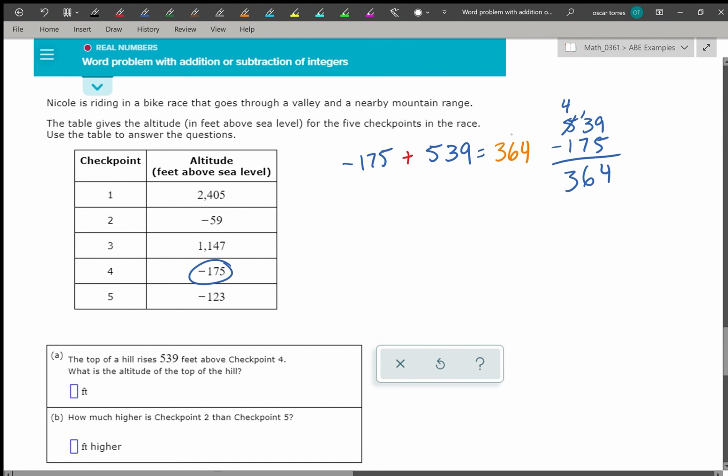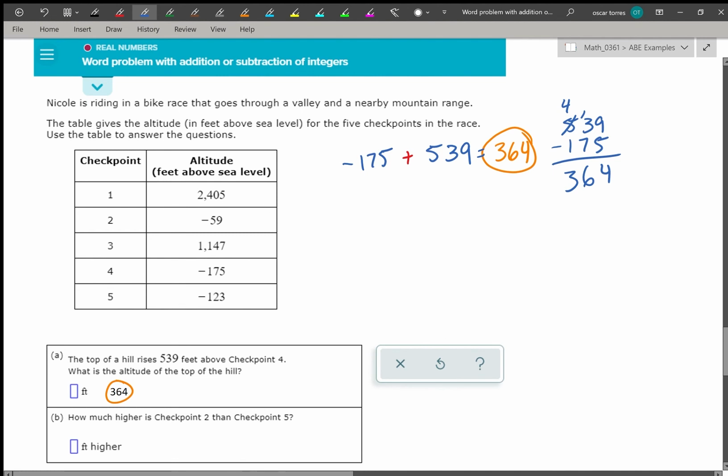Now you do have to go in and make sure that the sign of this result is correct. And the way you do that is by looking at these two values. The larger of the two numbers, ignoring the negatives, is 539. And 539 is positive, so that tells us that the answer is also going to be positive. So that's how I know that my final answer is going to be 364.